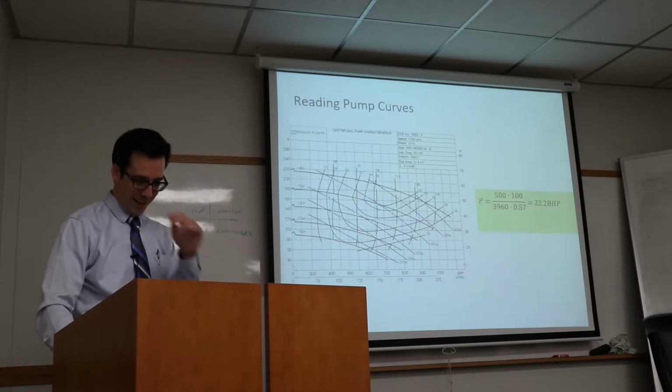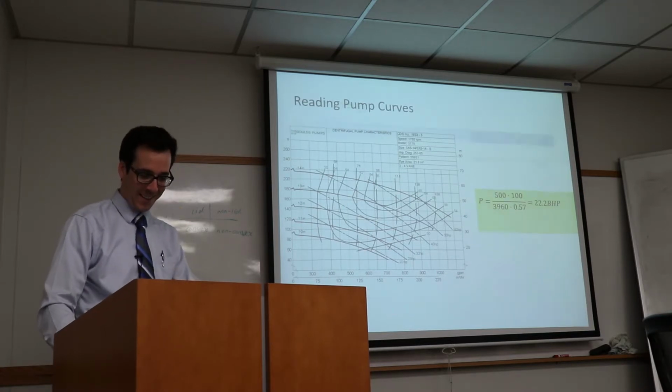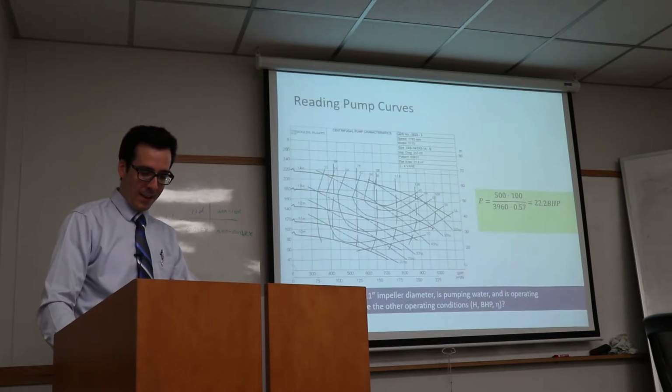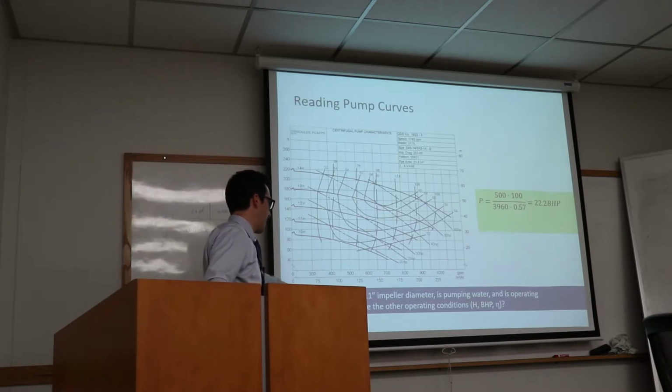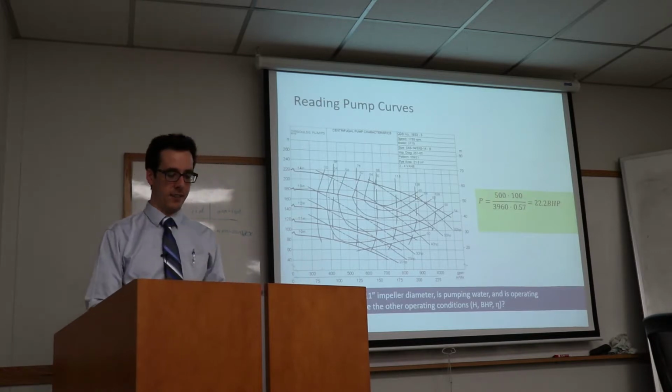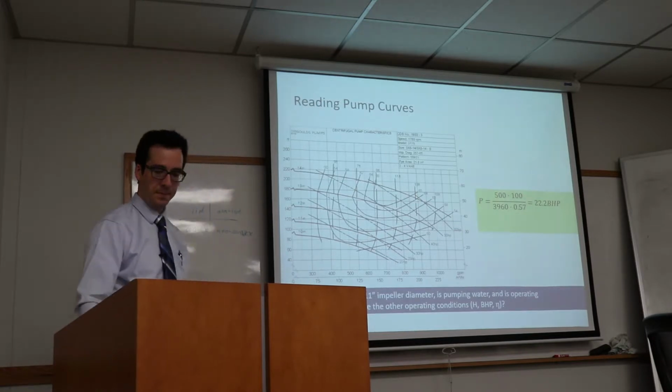Oh, I wasn't supposed to disclose that calculation. That was supposed to be animated. But let's just ignore that for now. We have a pump with an 11-inch impeller. It's pumping water and is operating at 500 GPM. What are the other operating conditions? So let's do this together.